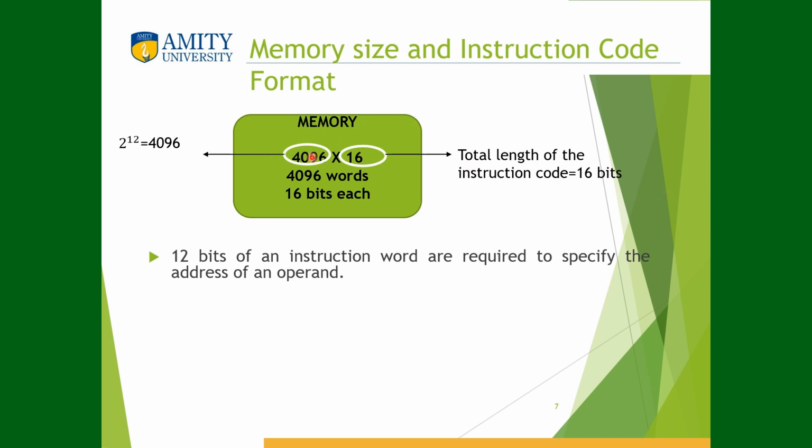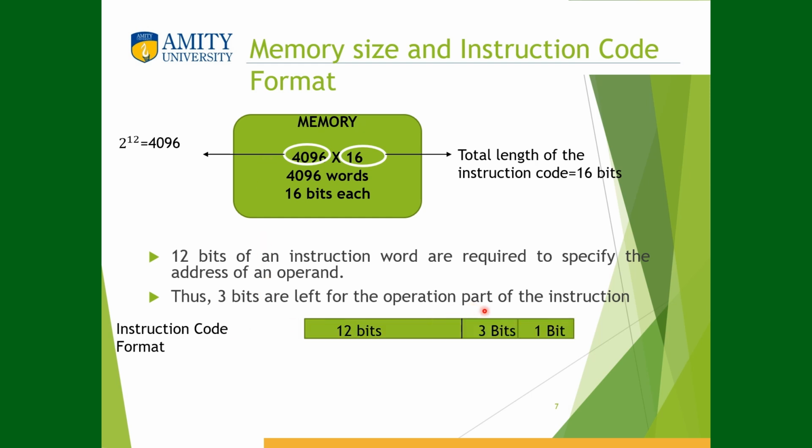Since the memory stores the instructions, we have the following specification to be able to fit the instructions into it. We have 3 bits left, and those are for the opcode or the operation part. This is the instruction format: 12 bits for the address, 3 bits for the opcode, and 1 bit for the mode. There is the representation for the instruction format, and the last bit can be used to specify the direct or indirect address.